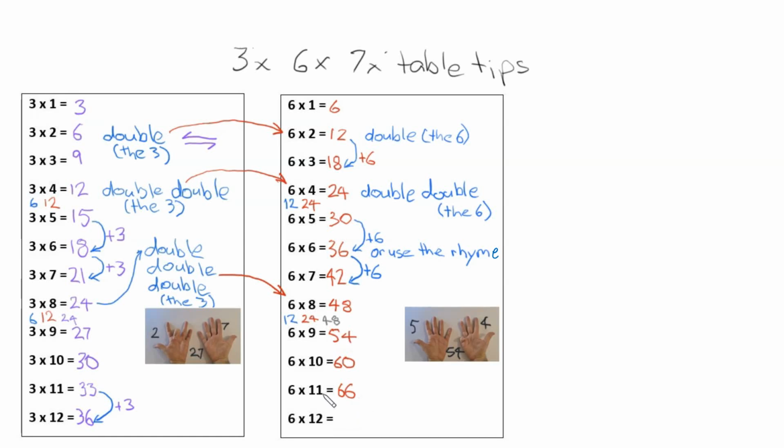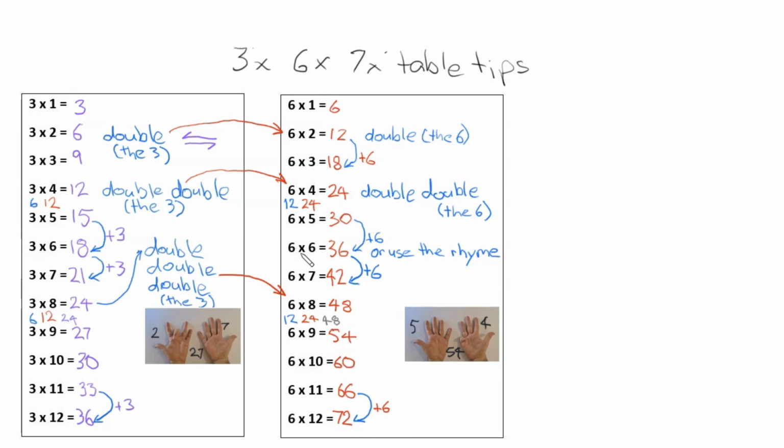And finally, to get from 6 times 11, you have 11 groups of 6. So to get to your 12th group of 6, you just need to add one more 6 to the 66. And 66 plus 6 gives you 72.